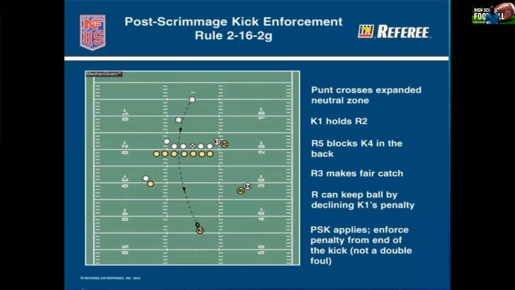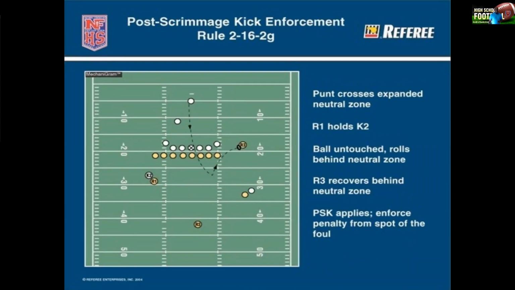All right, got an example of it. Punt cross, and we got a holding there. We got a holding there. So holding by K, holding by R. We're going to decline that foul there. We're only going to enforce now because he recovered the ball here. This becomes the basic spot. All right. So even though he advances, whatever the case may be, that's going to be the basic spot.